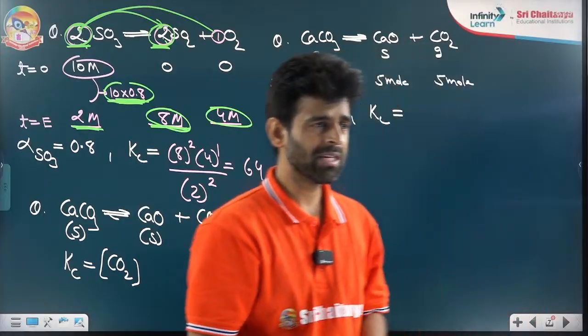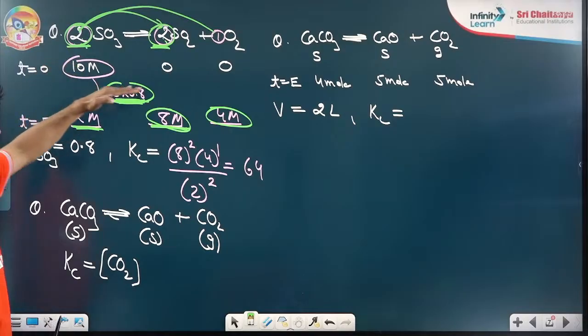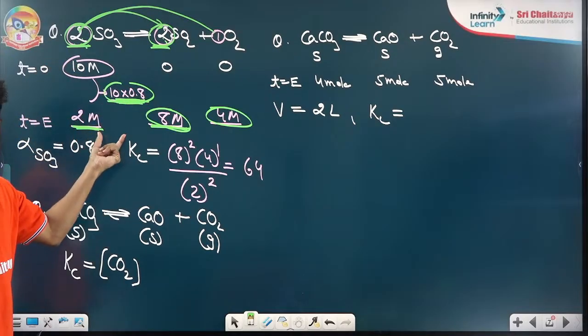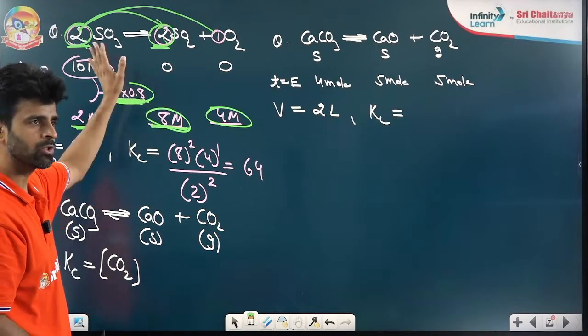Okay? This will remain the same. Okay, bacha? This will remain the same. C alpha, C minus C alpha. Now you know how much C alpha finished. Now use stoichiometry.